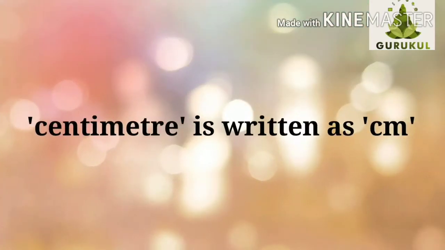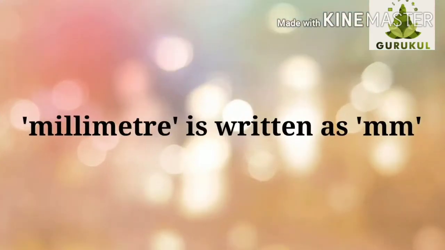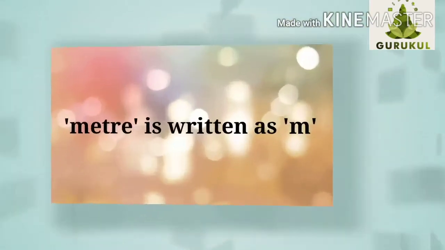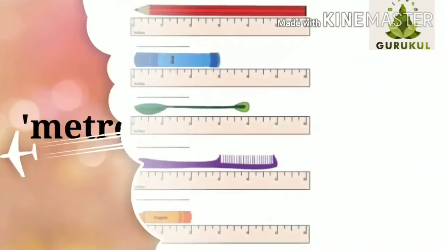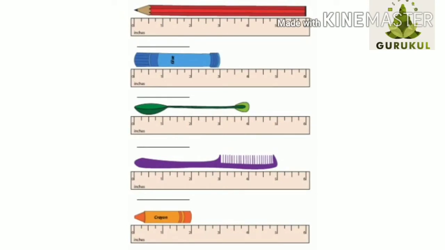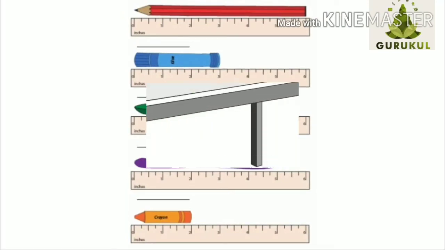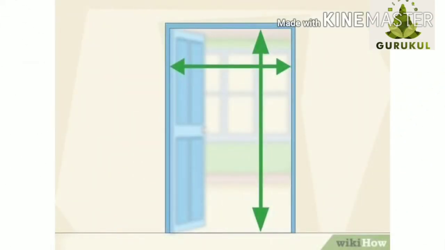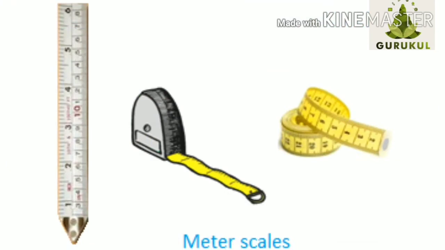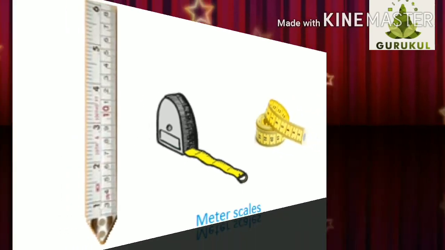Centimeter is written as cm in short and millimeter is written as mm in short. Meter is written as m in short. We use rulers to measure smaller lengths. A meter scale can be used to measure length or breadth of tables, doors, etc. But it is not easy to measure the length and breadth of a classroom. So a tape measure is used. Its length is more than 1 meter.